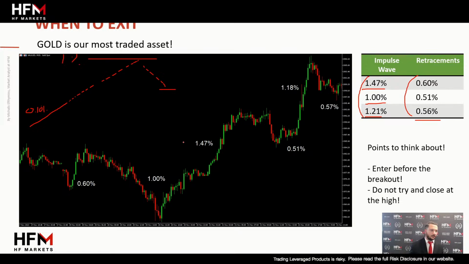Now, some people are going to say to me, not all impulse waves are the same. And this is the reason why, ladies and gentlemen, we have the largest impulse wave, the smallest impulse wave, and also we have the average.